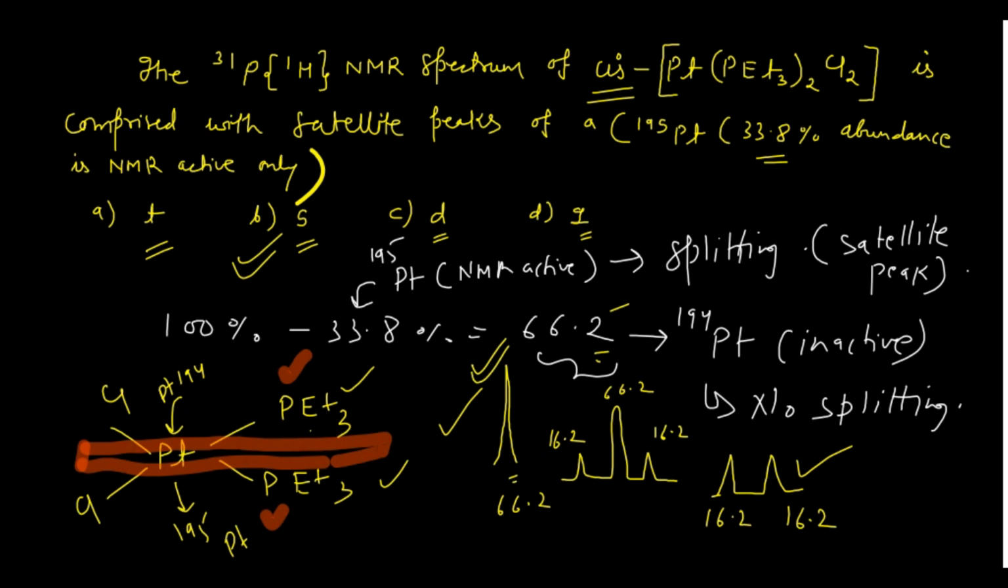You cannot say it is giving the triplet, right? Because the question is saying that the phosphorus spectrum of the cis is comprised with the satellite peaks, right? So with the satellite peaks might mean these satellite peaks, and with this singlet. The singlet is there with these two satellites.